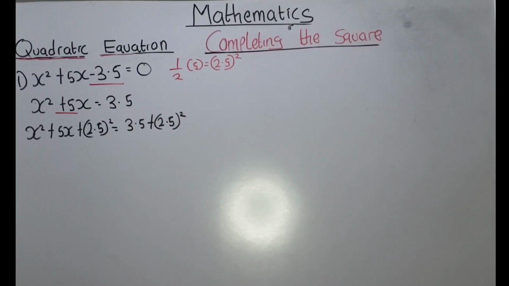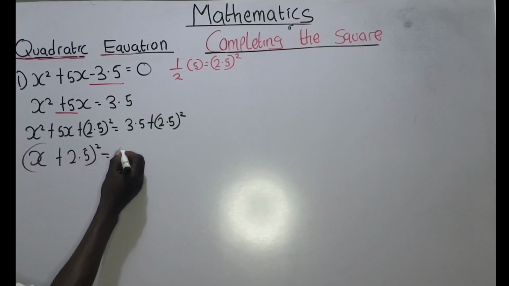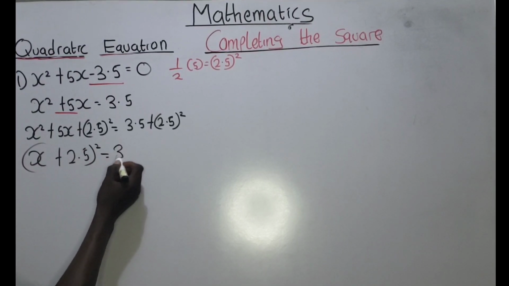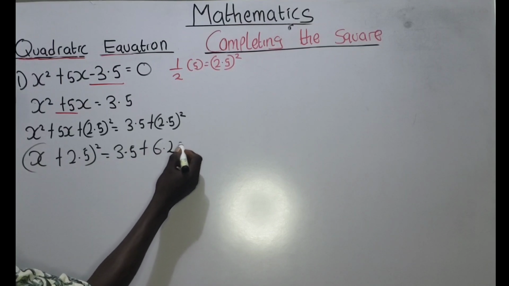Having added the square of half of the second term to both sides of the equation, the next step is that we have to rewrite the left hand side of this equation as a perfect square. I've already explained what we mean by that in our previous class. So here I'm going to have x plus 2.5 squared equals 3.5 plus 2.5 squared. 2.5 squared means 2.5 times 2.5, that is 6.25. So I'm going to have 6.25.